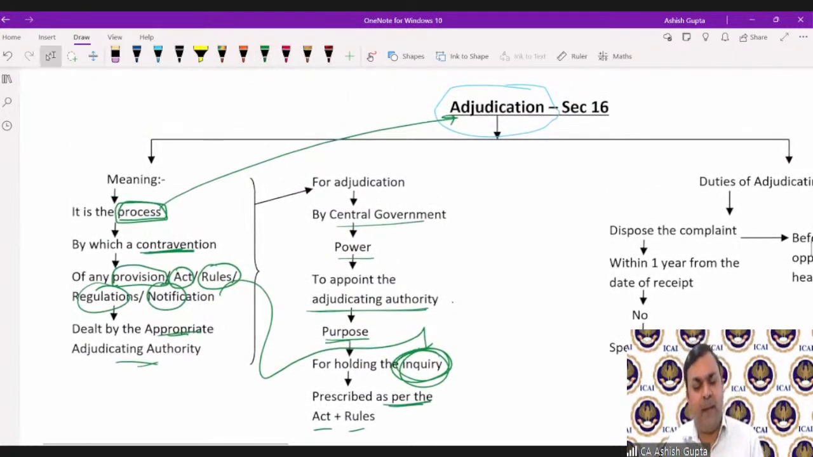So, adjudication, Section 16. Now, what is the purpose of adjudication? The law has prescribed that the central government has the power to appoint any person as an adjudicating authority, and we created that authority for the purpose of inquiry. Inquiry with respect to what? Confirmation of provision, act, rules, notification, etc.